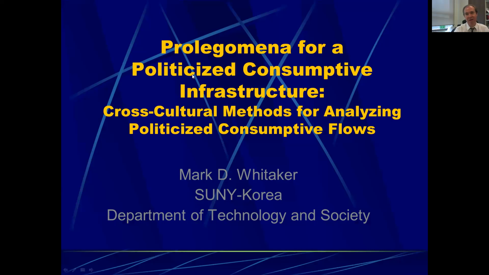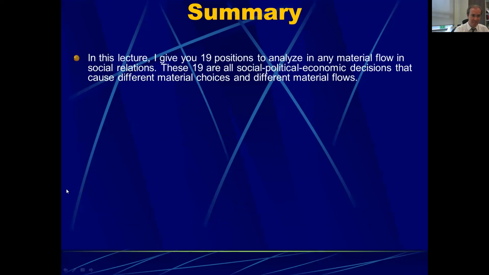Prolegomena, this means just preliminary ideas about, think about an infrastructure in our lives. So materials is not just something you buy and throw away, but has a long series of social locations. And I want to show that too. So it's a cross-cultural way to analyze politics and all the flows of materials. But the summary, I want to give you 19 positions to analyze in any material flow of social relations. And these 19 are all social political decisions, just like the network body or 130 decisions. These are 19 decisions that make the materials in your life.